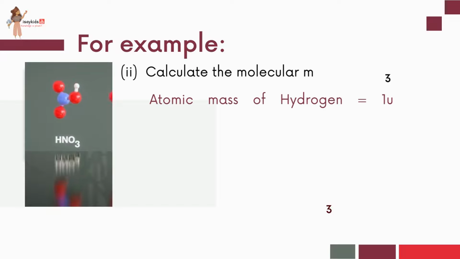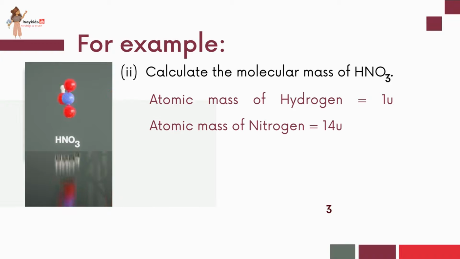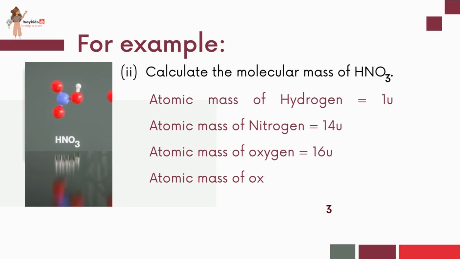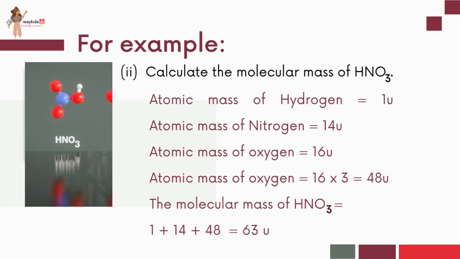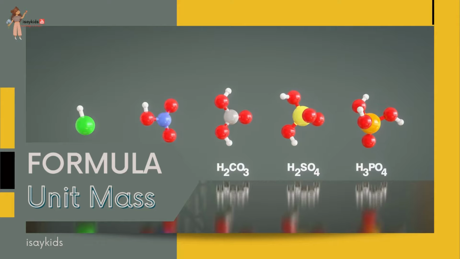Now if we calculate the molecular mass of HNO3, we'll see that the atomic mass of hydrogen is 1U, nitrogen is 14U and oxygen is 16U. Since there are 3 atoms of oxygen, the total mass is 48U. Hence, the molecular mass of HNO3 would be 1 plus 14 plus 48, which makes it 63U.